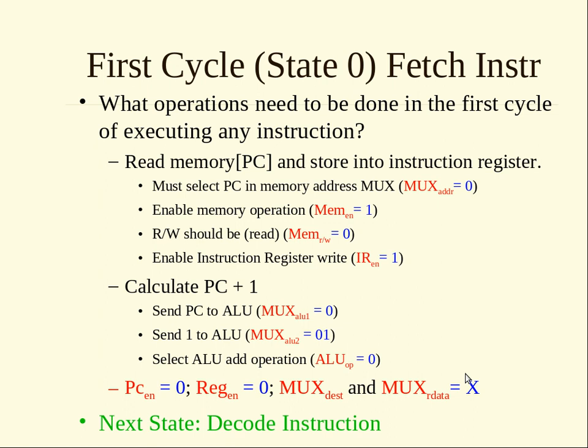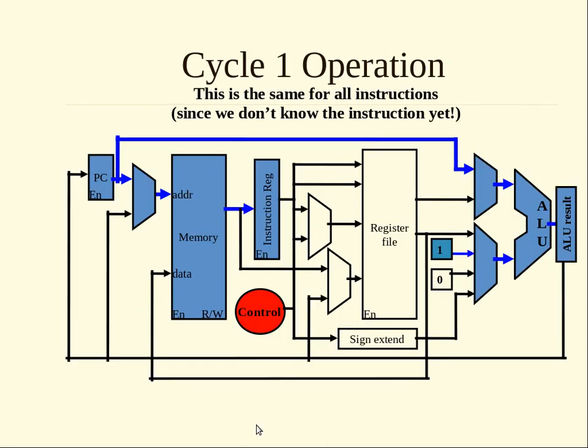What operation needs to be done? The first one, well, we read from memory. I have to select the program counter as the address in the memory, so that mux is 0. Enable memory to read from the memory, and also enable the instruction register so that we write the result. We should also calculate PC plus 1 since we're not using that circuit right now. So send the PC to the ALU, send 1 to the ALU, select the ALU operation add, and then go ahead and write that back. The next stage is decode.